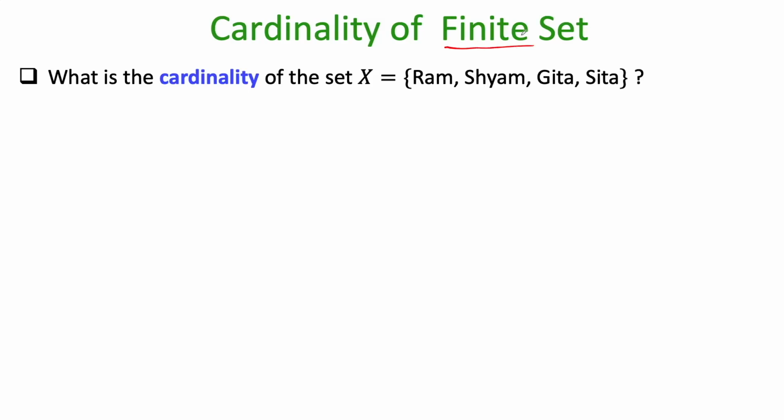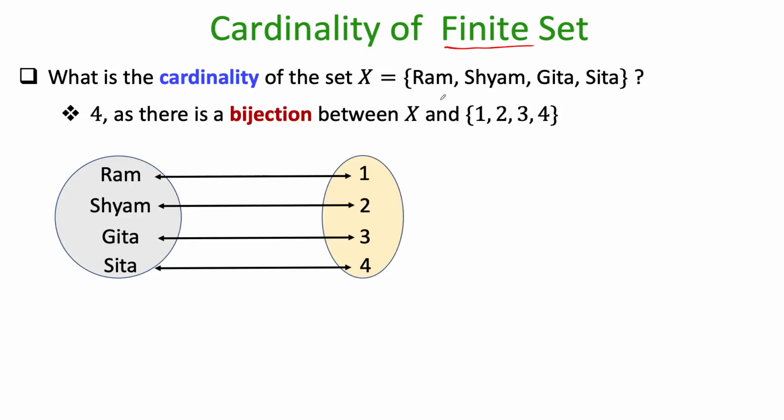If I ask you what is the cardinality of this set X, which consists of the elements Ram, Shyam, Geeta and Sita, you will say its cardinality is 4 because it has 4 elements. Another way to put it is as follows. We can say that the cardinality of the set X is 4 because there is a bijection between the set X and the set consisting of the elements 1, 2, 3, 4.